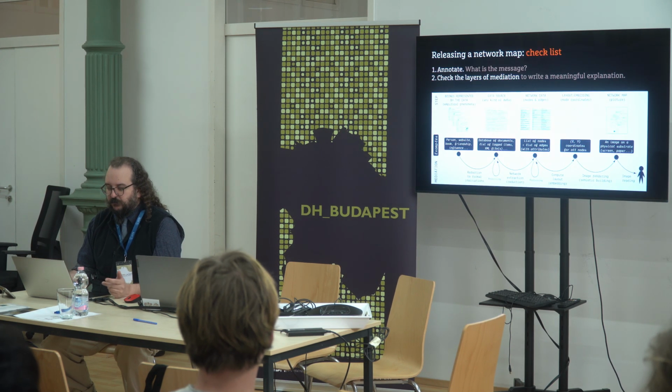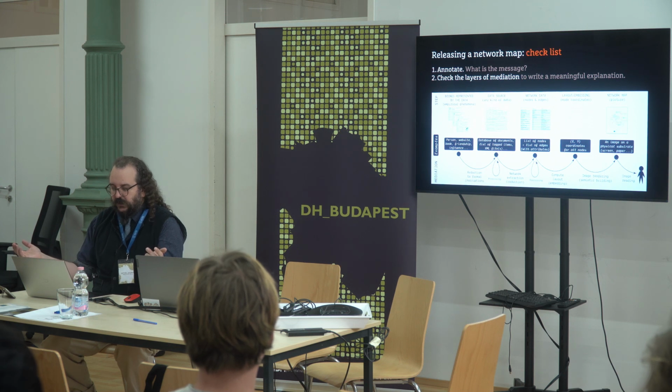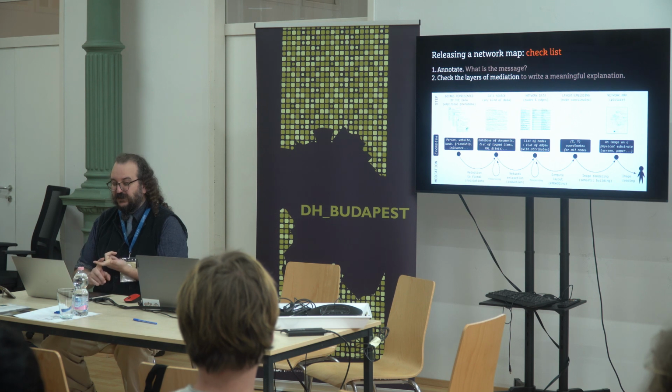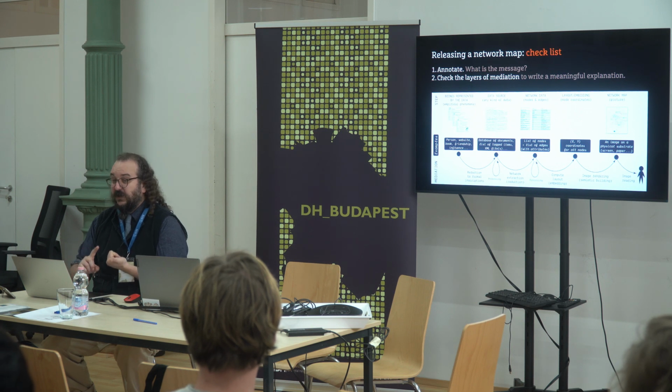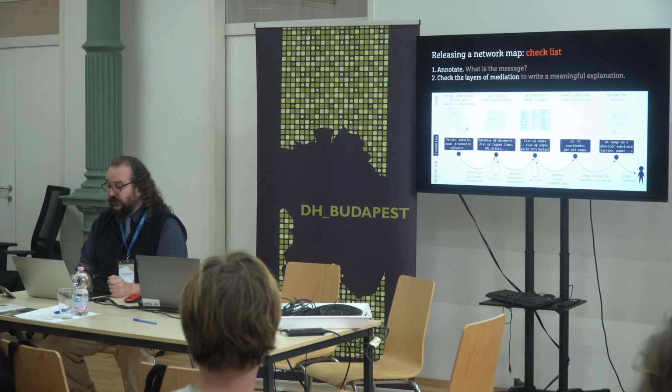So when you release a network map, I have a checklist. The first point is annotate, and check that you have annotated the map, at least with some text and a title, a legend, but possibly in-place annotations. And so check the layers of mediation.